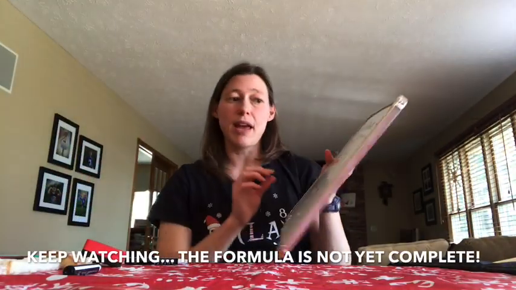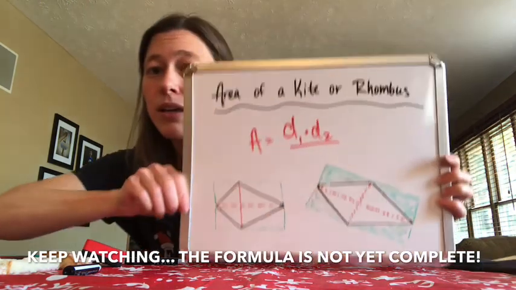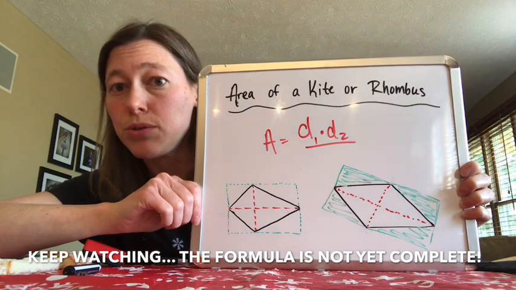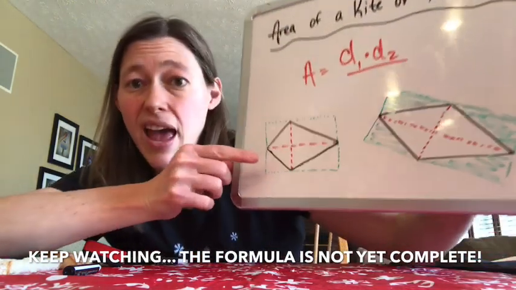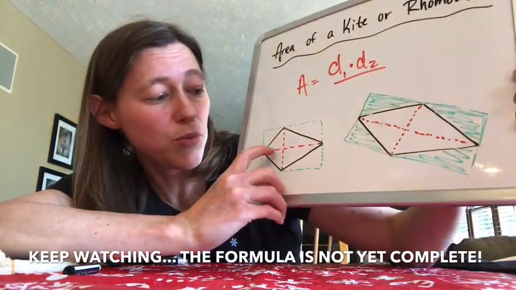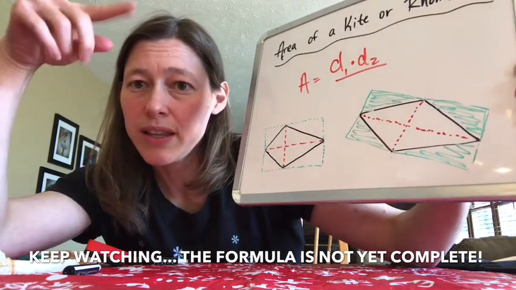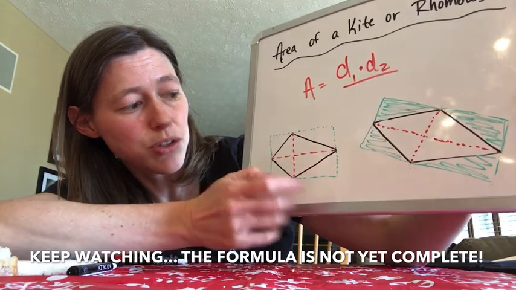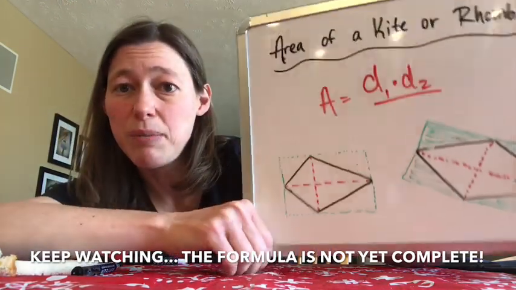But the area of a kite is the same formula as the area of a rhombus. So you're going to take your two diagonals, D1 and D2. If you look, this is a kite right here. So here's one diagonal. These are like the poles that go inside the kite. So diagonal 1, diagonal 2, you multiply them and then divide by 2.